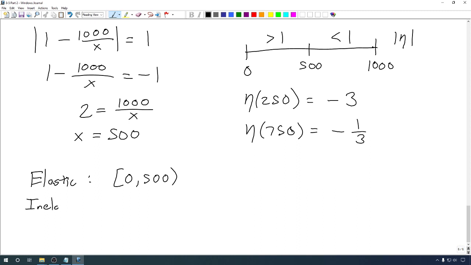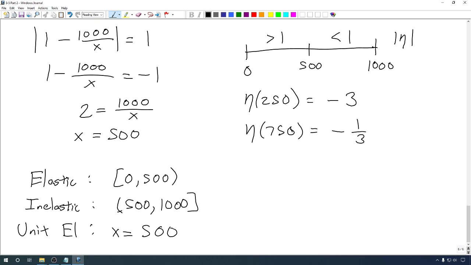It's inelastic from 500 to 1000. And it's unit elasticity, which I'm just going to abbreviate like that, when x is 500.